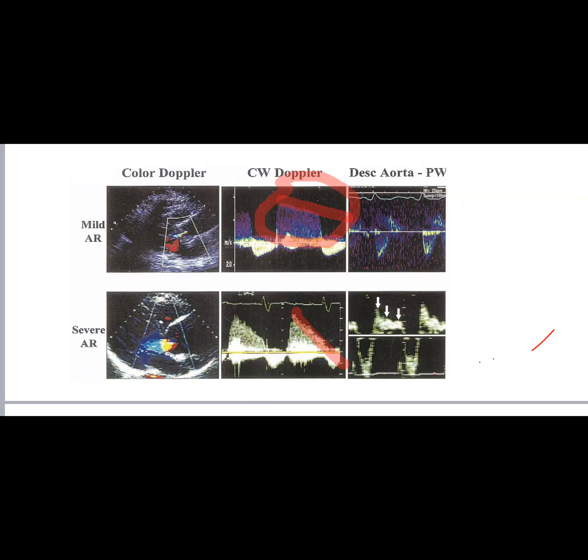Now the reversal in the descending aorta is so meaningful. If I demonstrate that much reversal in the descending aorta, I'm confident in diagnosing severity. So by now, I know that the TR, if severe, can lead to systolic reversal in the hepatic venous Doppler. The MR, if severe, can lead to systolic reversal in the pulmonary venous Doppler. The AR, if severe, can lead to diastolic reversal in the descending aorta. Agree? Good.